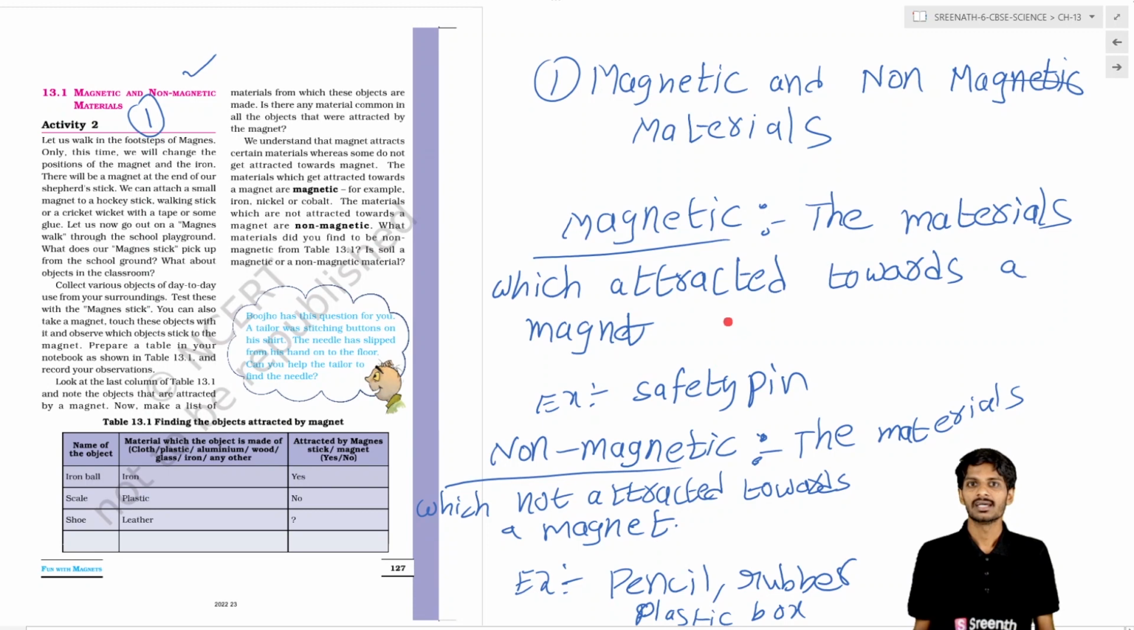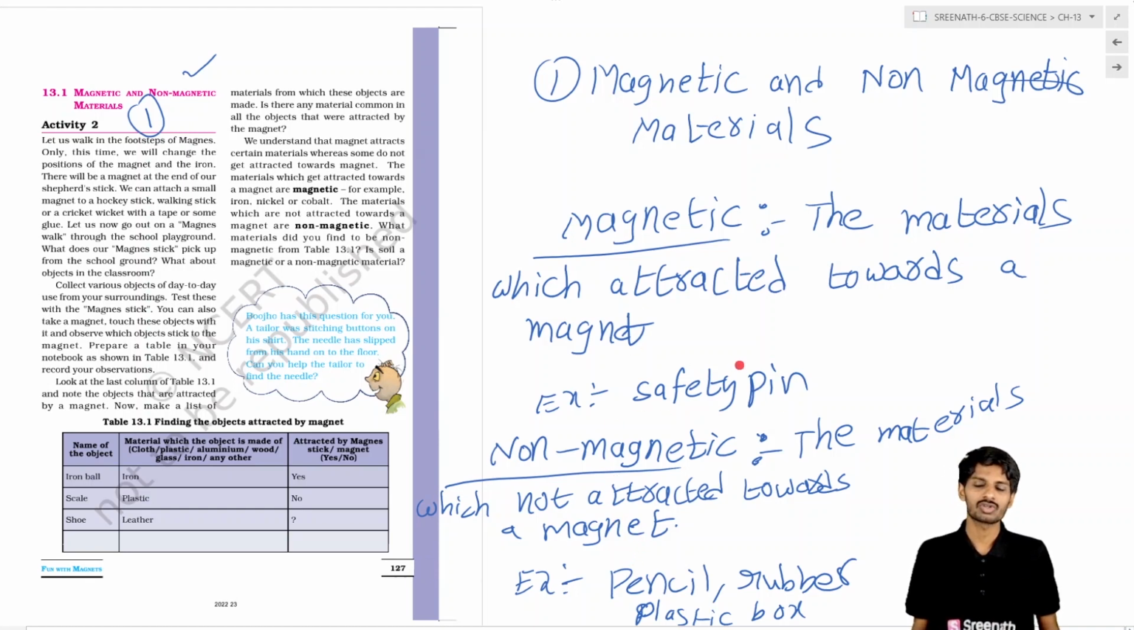If you have any material and you take that material near a magnet, if that material is attracted toward the magnet, then that material is called a magnetic material. If that material is not attracted toward the magnet, then it is called a non-magnetic material. Simply two types of materials: magnetic material and non-magnetic material. Magnetic material is material which is attracted towards a magnet. Non-magnetic material is the material which is not attracted toward the magnet.